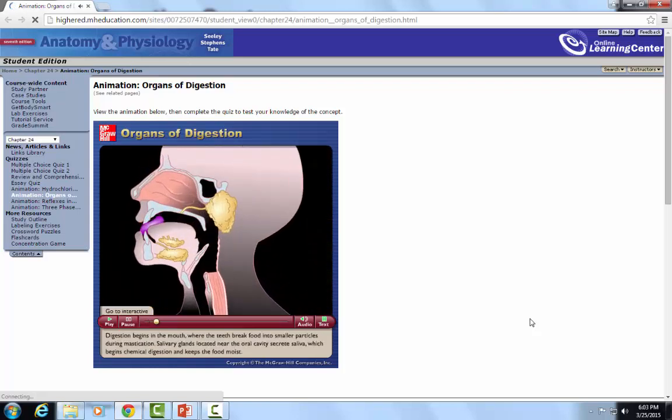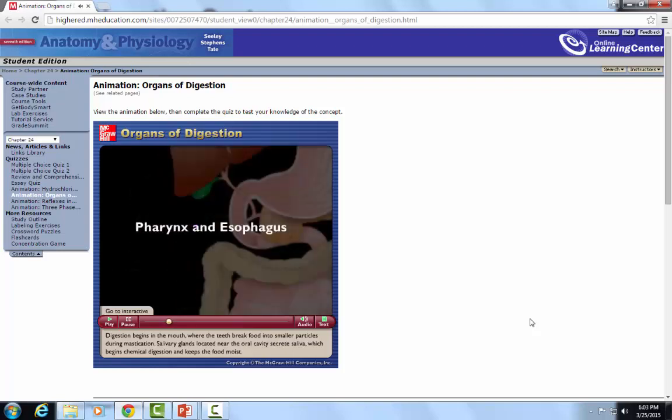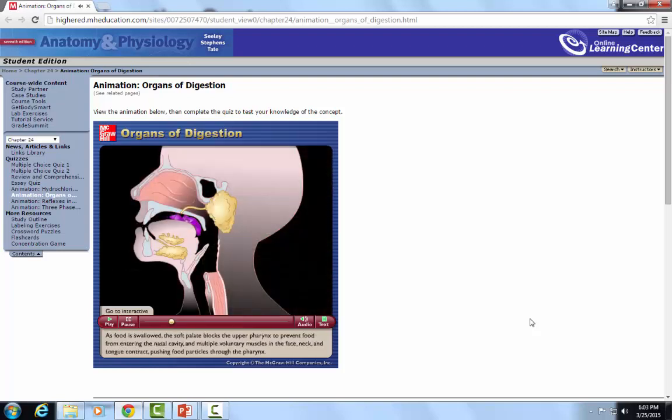Digestion begins in the mouth, where the teeth break food into smaller particles during mastication. Salivary glands, located near the oral cavity, secrete saliva, which begins chemical digestion and keeps the food moist. As food is swallowed, the soft palate blocks the upper pharynx to prevent food from entering the nasal cavity, and multiple voluntary muscles in the face, neck, and tongue contract, pushing food particles through the pharynx. The food passes over the epiglottis, which prevents food entry into the respiratory system, and then into the esophagus, which connects the pharynx to the stomach.